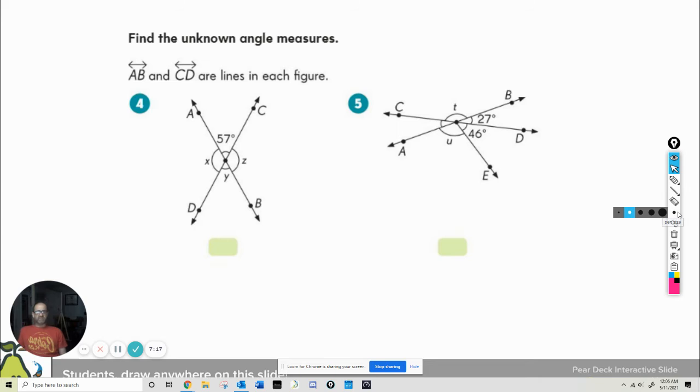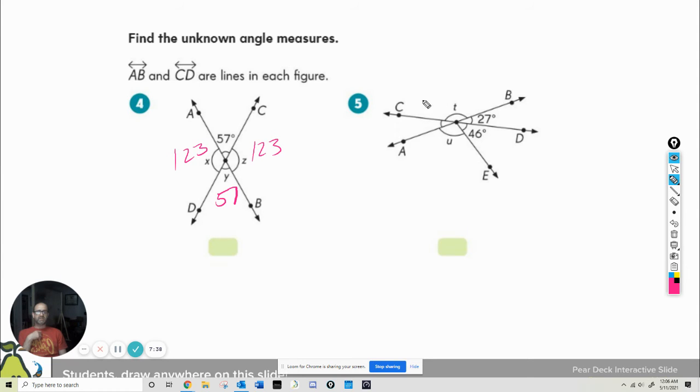Find the unknown angle measures. I like to just fill these out. I'm going to start in 5 seconds. Did you read that part? That's 57. That's 57. 180 minus 57 is 123. If that's 123, that's 123.